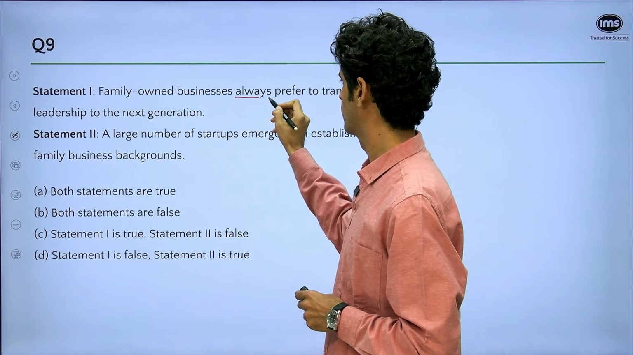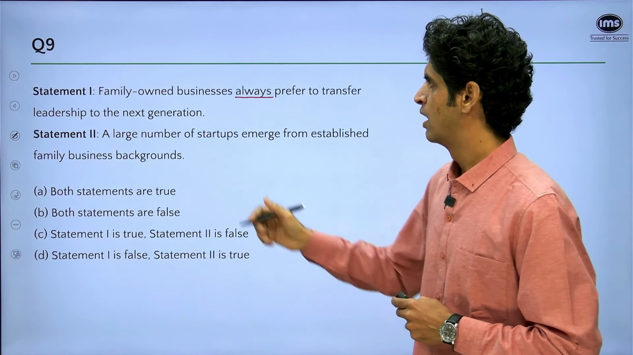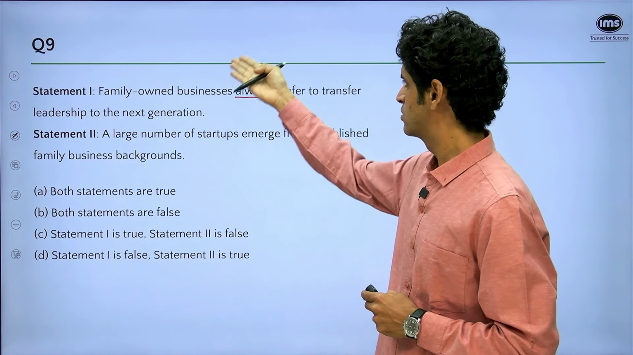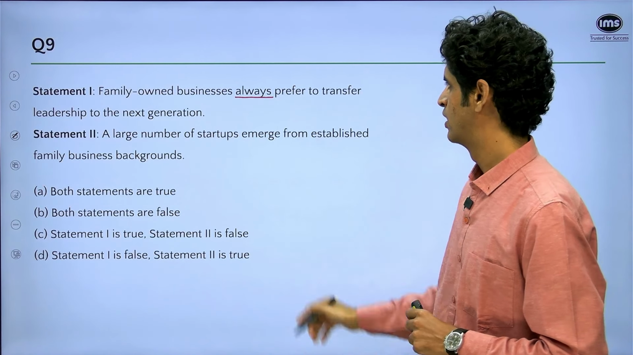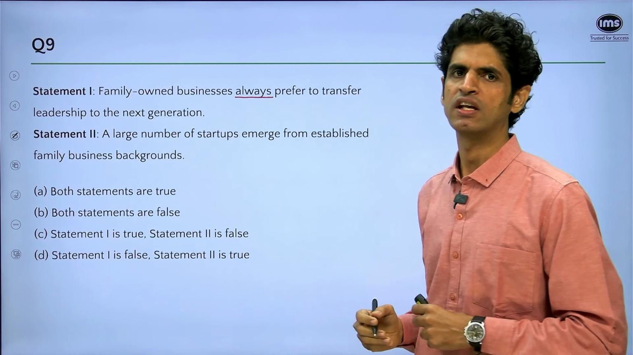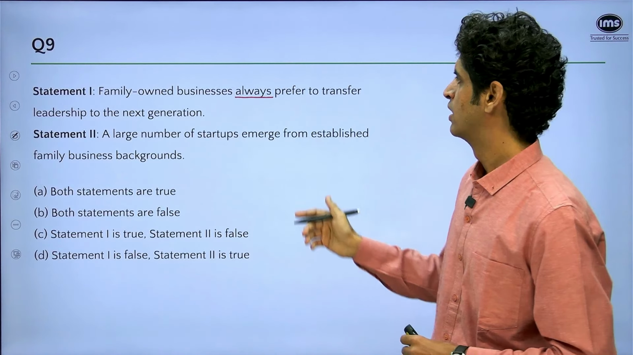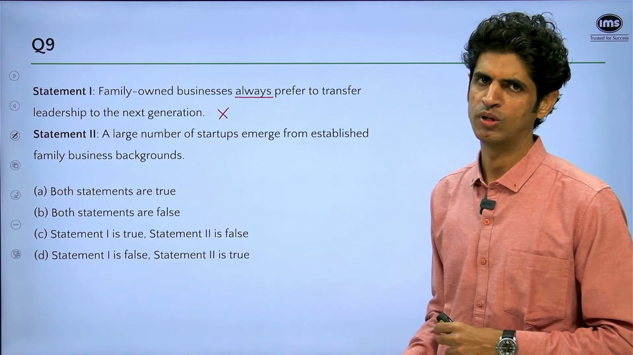Remember the term extreme words? These are not going to be used in answers to questions like these. Family-owned businesses prefer to transfer leadership to the next generation. Yes. Always. Not really. So this is going to make it an extreme term, and because it is an extreme term, the Tatas are a good example, is going to make this an untrue statement.